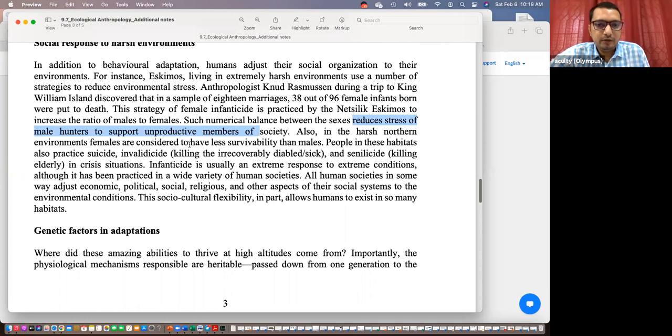The second reason is that females are considered to have less survivability than males. The understanding is that females survive less in these colder climates. So they said that for people who cannot survive as well, there is no point in supporting their survival by procuring enough food for them. Sometimes they also practice suicide, and they practice invalidicide. People who are sick or disabled, they kill them because they become a burden, right? This is called invalidicide. Invalid people are people who are disabled and cannot support or contribute to the given society. So even killing them is common in some cultures.